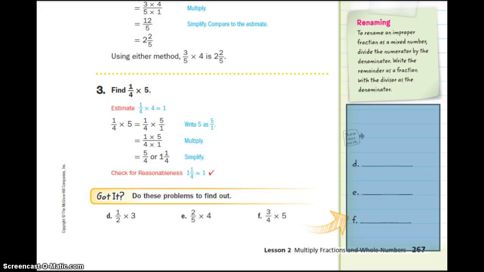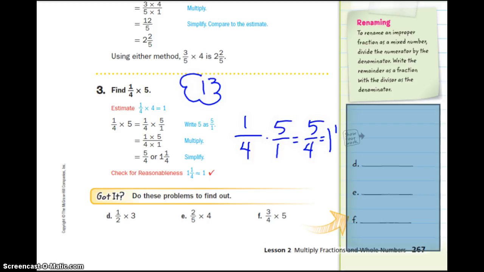In problem number 3, we have finding 1/4 of 5. Well, we know 1/4 of 4 is 1. So again, my guess for this problem is 1. We got 1/4 times 5/1, which is 5/4. We can pull out one whole number, and then we have 1/4 left. So again, 1 is close to 1 1/4. All right, time for you to work.